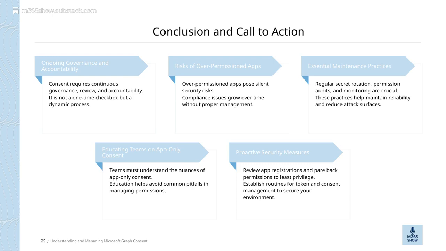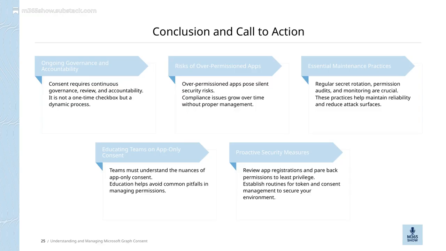Let's wrap up with some key takeaways and a call to action. First, it's crucial to regularly review your app registrations and pare back permissions to the minimum necessary. Adopting a least privilege approach helps reduce security risks. Establishing routines for token and consent management is essential to keep your environment secure and manageable over time.